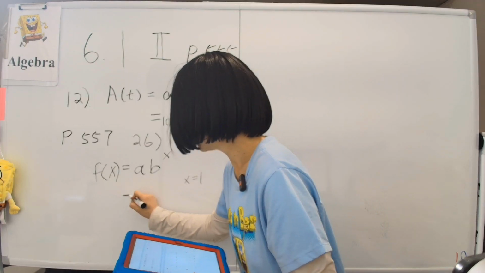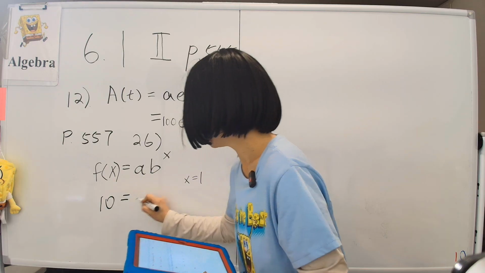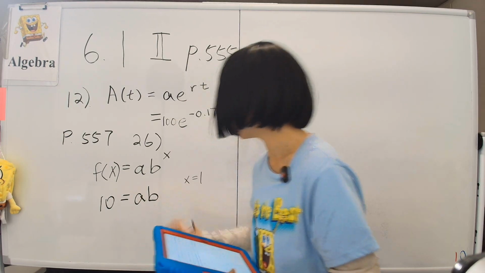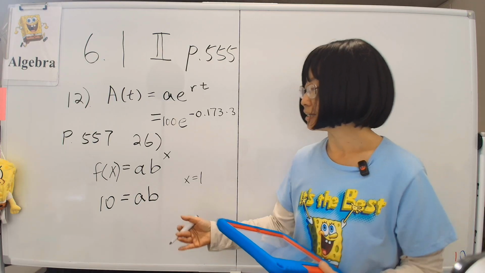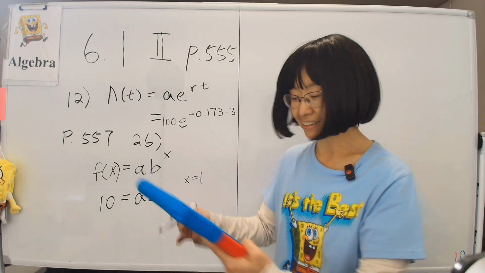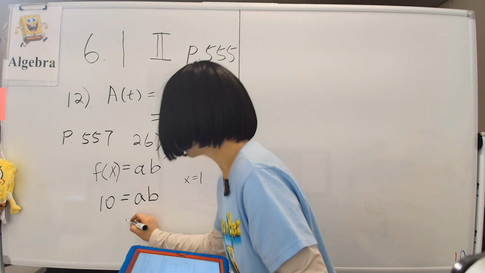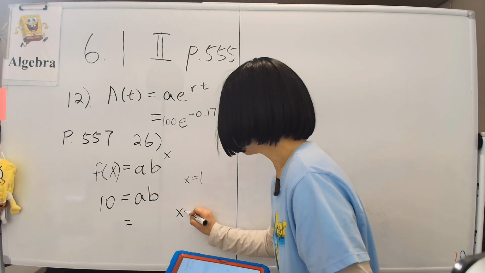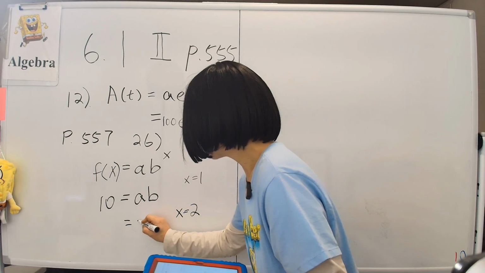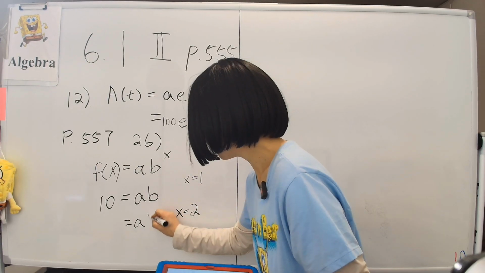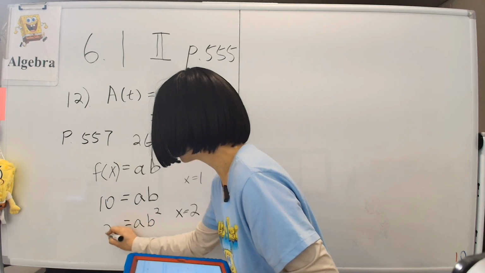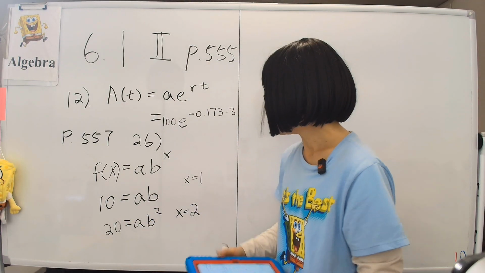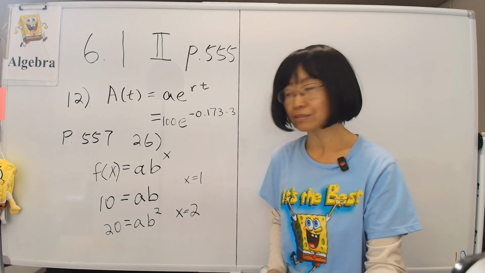When x is 1, f(x) equals 10, so 10 equals a times b. That's our first clue as to what a and b are. We don't know what they are yet, but we know they multiply to be 10. Okay, that's a clue. And next, let's choose x equal to 2. Plugging x in here, it becomes a times b squared, and that becomes 20. All right.